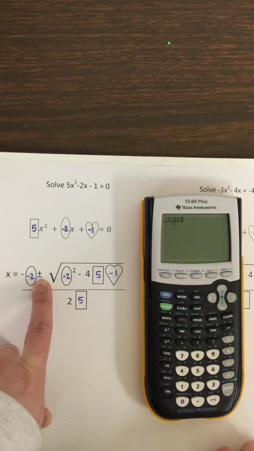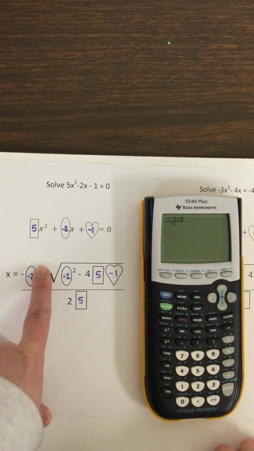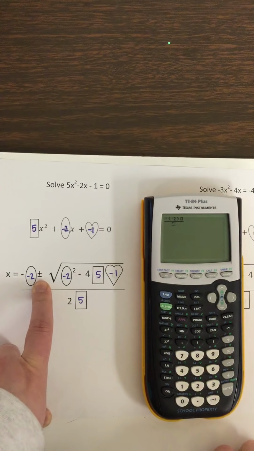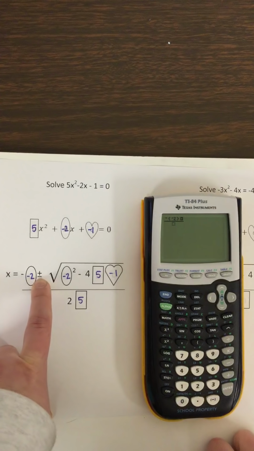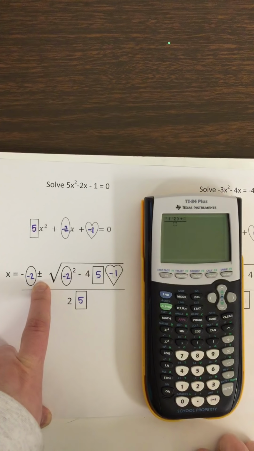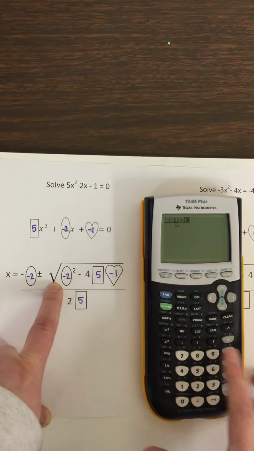Okay, the next thing we see is this plus or minus. That's the only thing that's going to make this actually be two different answers. Think about a quadratic. It usually crosses the x-axis at two places. So we're just going to do the plus sign first. We'll have to go back and do the subtraction in a minute. Then we'll do our square root.